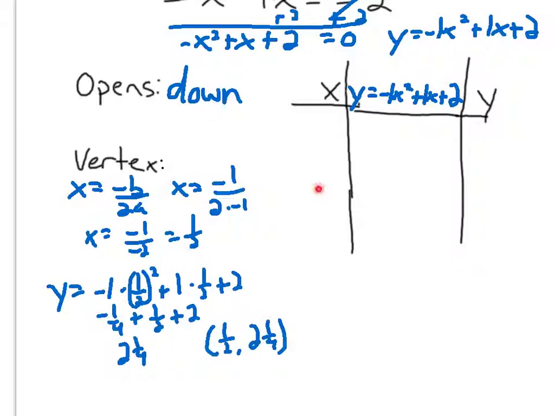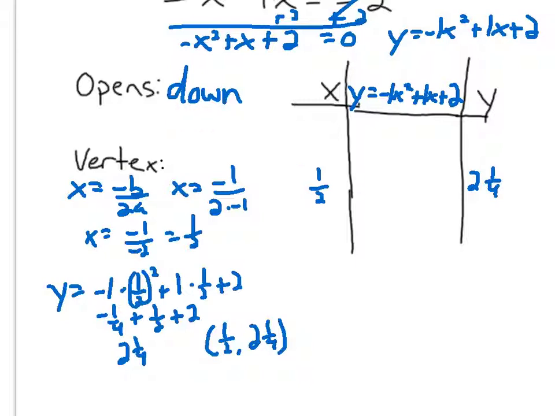Okay, now I'm going to throw that right smack in the middle of my table of values here. So I'm going to put that x right here at 1/2. I'm not going to show all the work in the middle because I already did all that. And I'm going to get 2 1/4 over here. Okay, and that's my vertex. Remember, that's going to be my highest point on the graph. I know that's the highest point because it says this opens downward.